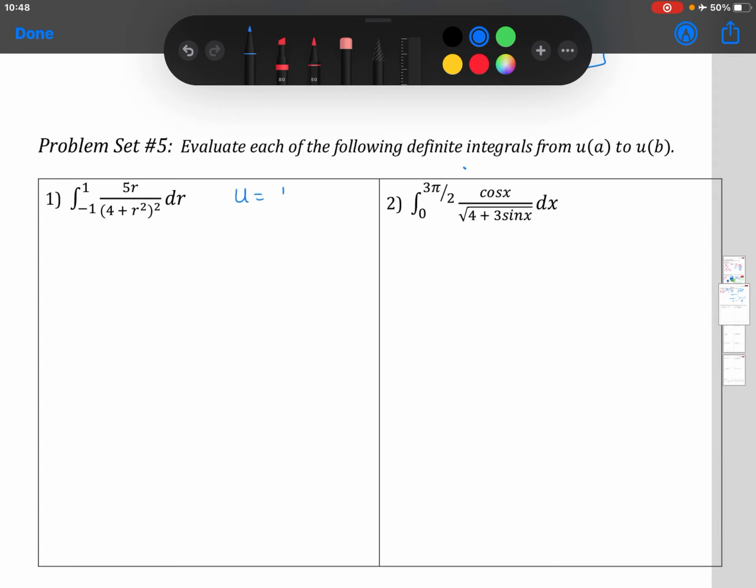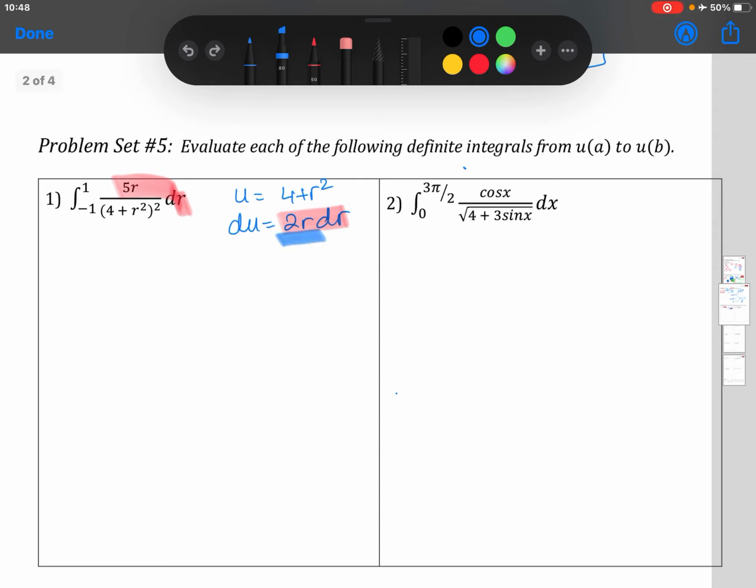I'm going to pick my u to be 4 plus r squared, right? As per guidelines, pick something in the denominator inside the parentheses. So my du is going to be 2r dr. Now let's substitute and see what I have and what I want to replace with. I have 5r dr and I have 2r dr here. So I need 5r dr, or I can, right? So I'm going to multiply by 5 on both sides and divide by 2.